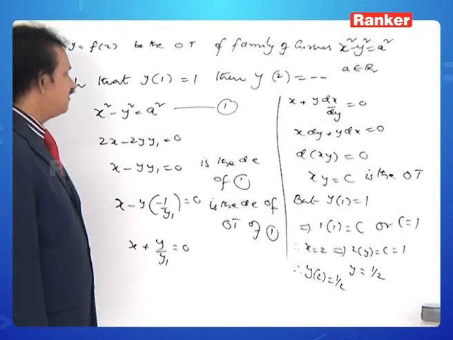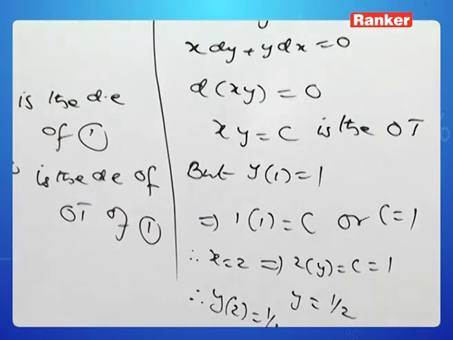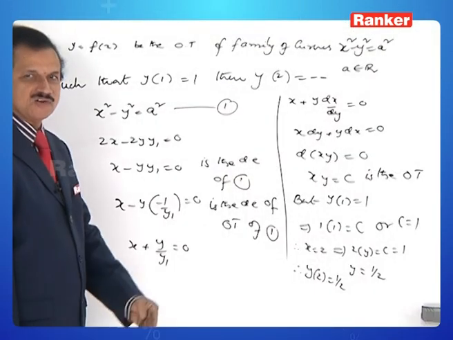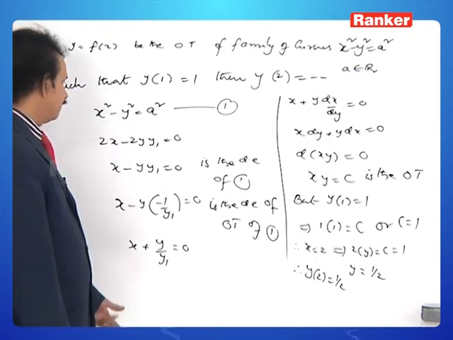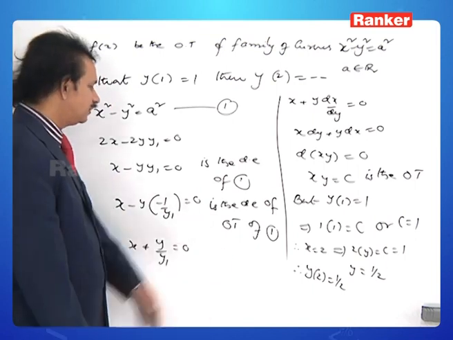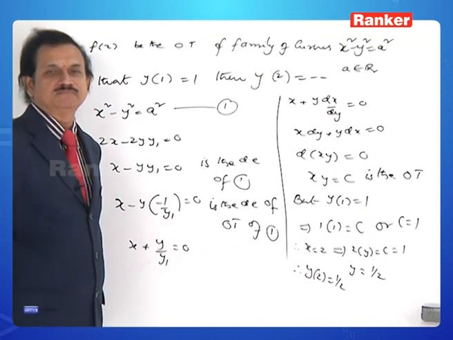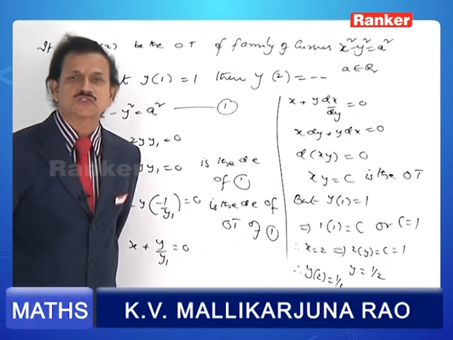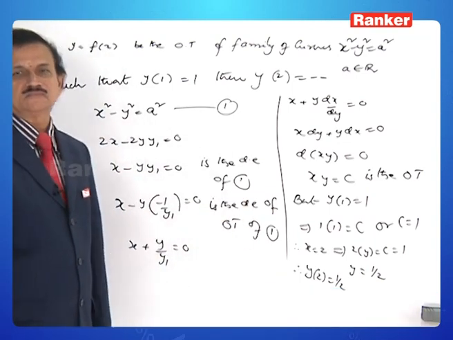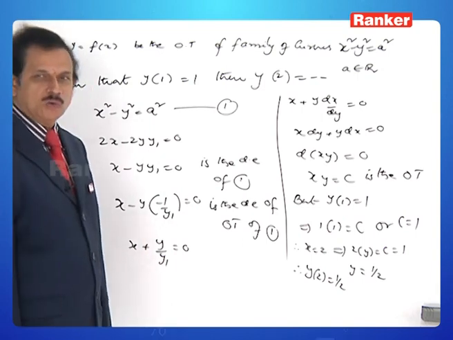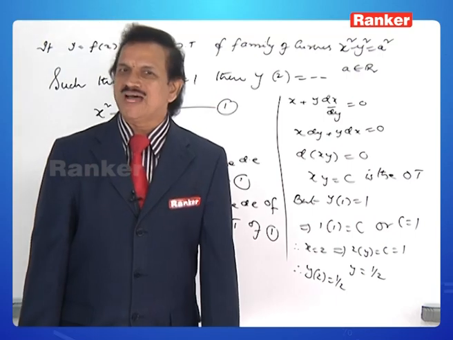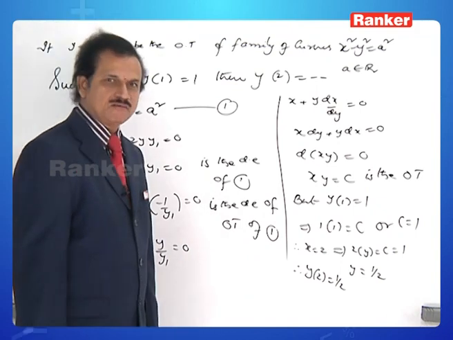Well, my dear friends, you follow the procedure very carefully, even though it looks like a procedure containing 4 steps. 4 steps are four rules of procedure. The application is so simple. y of 2 is equal to half. And if you are asked to have the orthogonal trajectory only, then it is xy is equal to c. Of course, with this given information of y of 1 is equal to 1, we have seen that xy is equal to 1 represents a rectangular hyperbola.